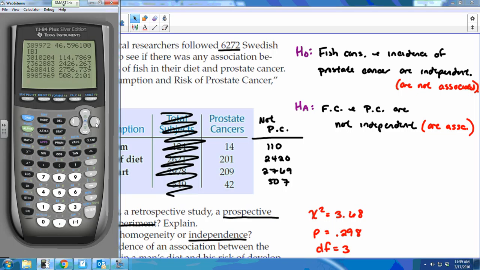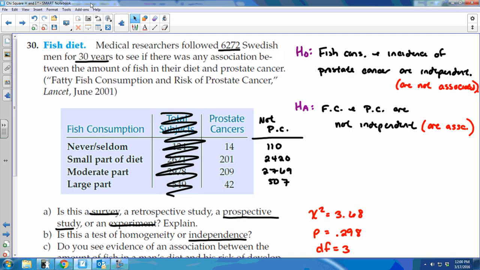All right, we already did the test in the calculator, right? So I have my chi-square statistic. I have the p-value, have degrees of freedom. So what's my conclusion going to be? Conclusion. The p-value is high. It's very high. We failed to reject, which means you can just say that we can assume that the fish consumption and incidence of prostate cancer are independent. Right? Any questions about that?